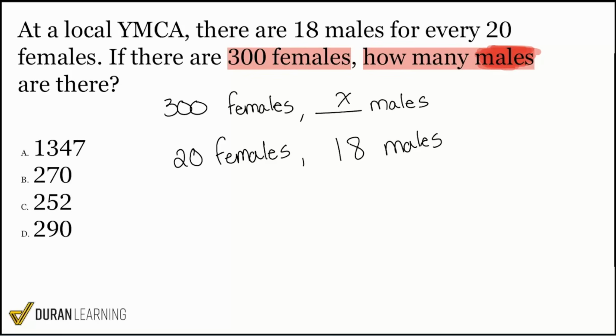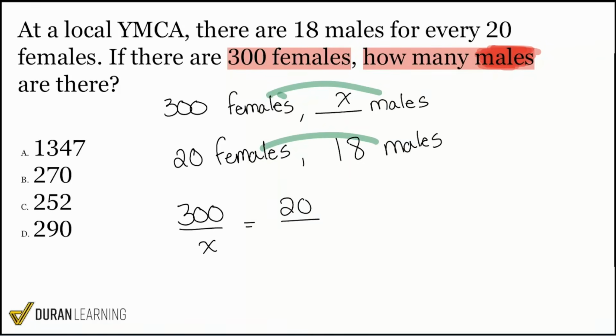So here we go. I'll just go ahead and compare it like this. I'll just do it in green. Females to males, females to males. So 300 over X equals 20 over 18.